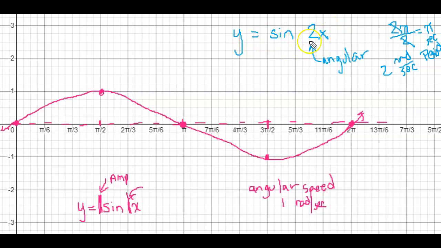So if I was going to graph this one in comparison, it still has its midline here at 0 because nothing was added or subtracted from it. It's still sine, so it's still going to start on the midline. Its amplitude is still 1, but my period this time is going to be pi instead of 2 pi. I'm going faster, so it's going to take me less time to get around the circle. Instead of taking 2 pi seconds, it's only going to take pi seconds to get around the circle.